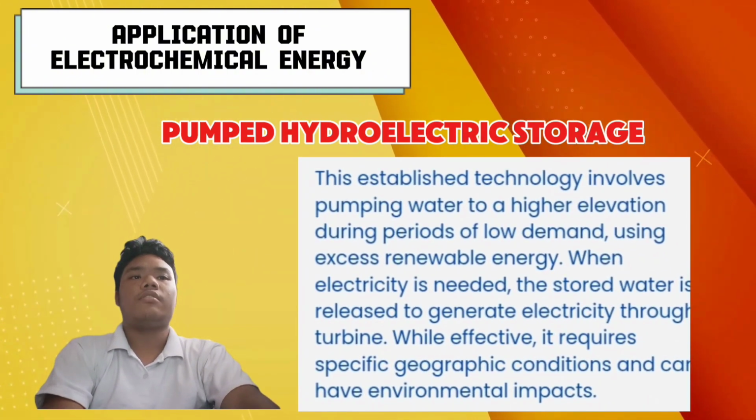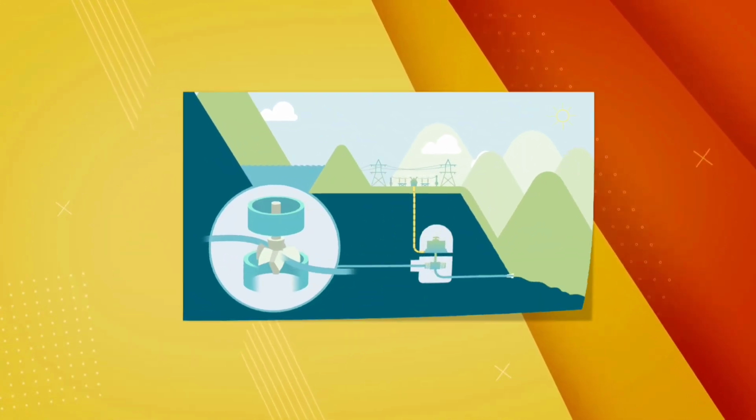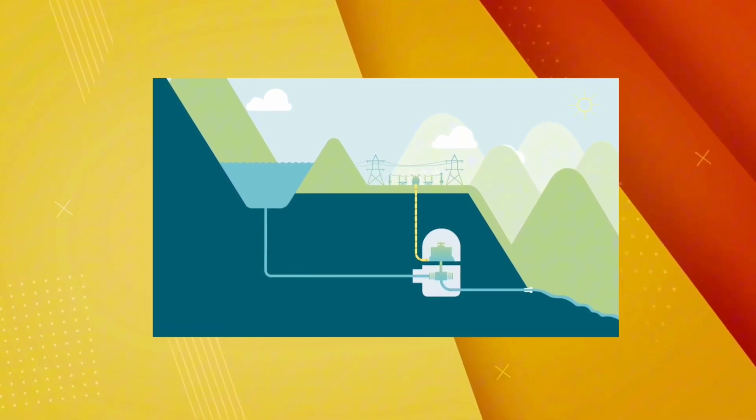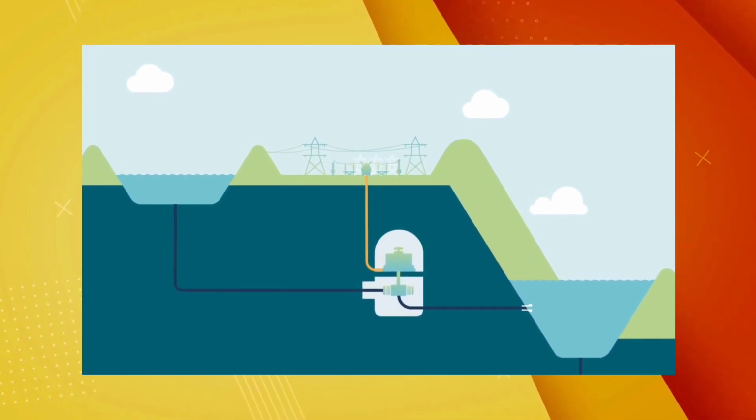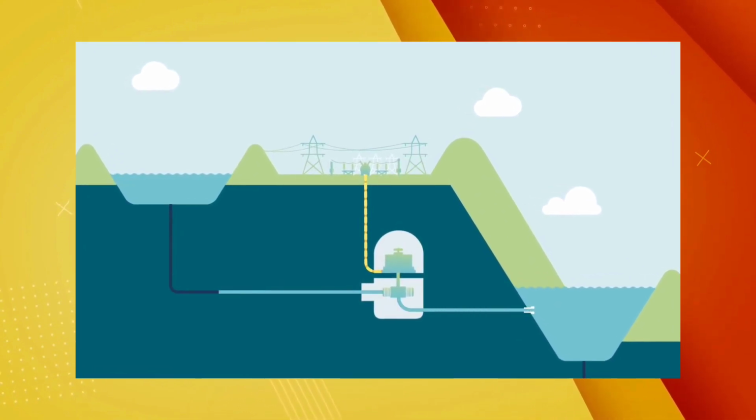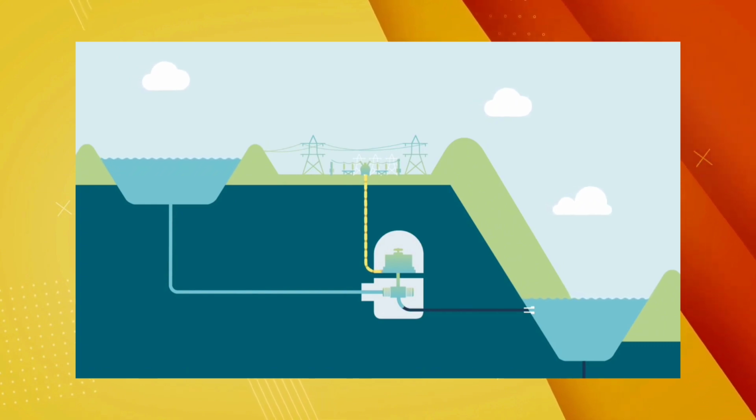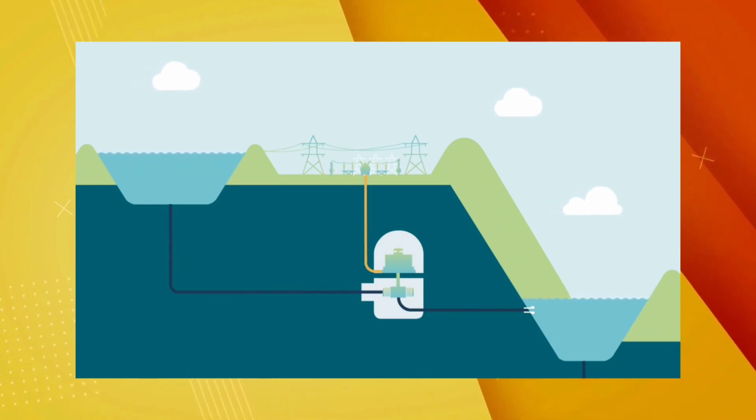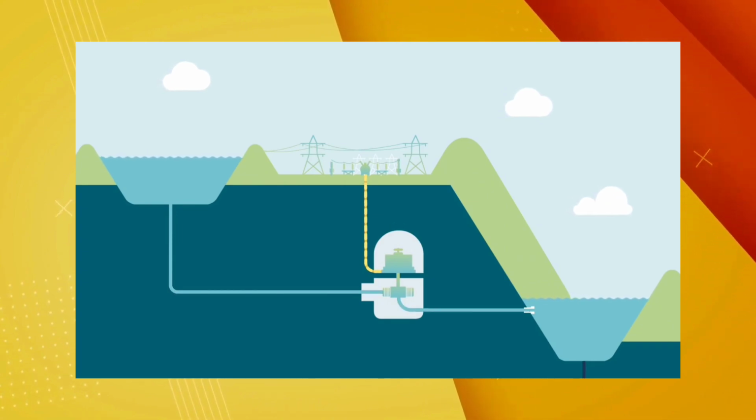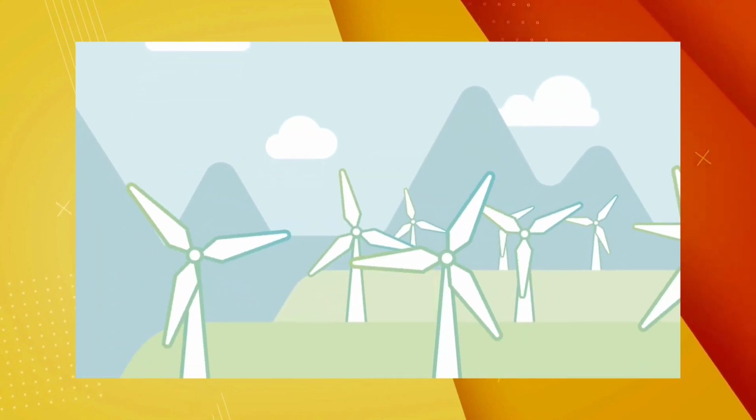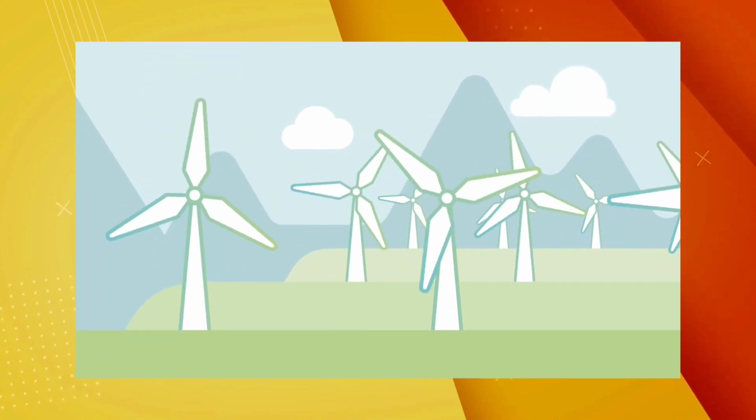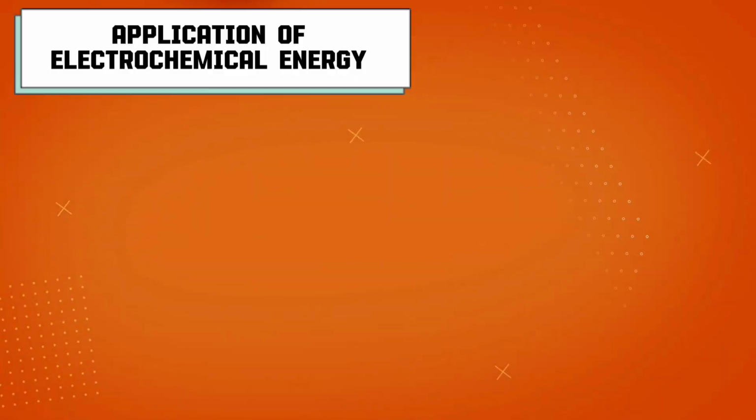This established technology involves pumping water to a higher elevation during periods of low demand, using excess renewable energy. When electricity is needed, the stored water is released to generate electricity through turbines. While effective, it requires specific geographic conditions and can have environmental impacts.